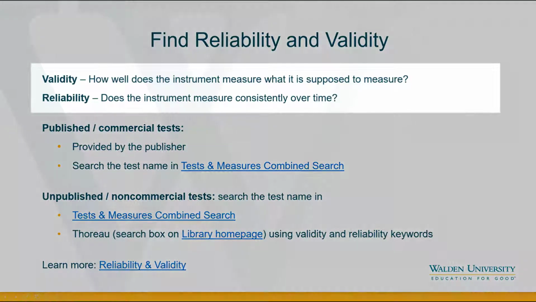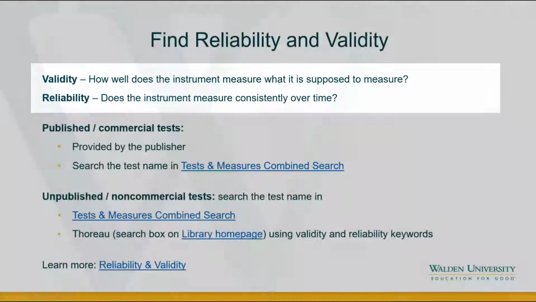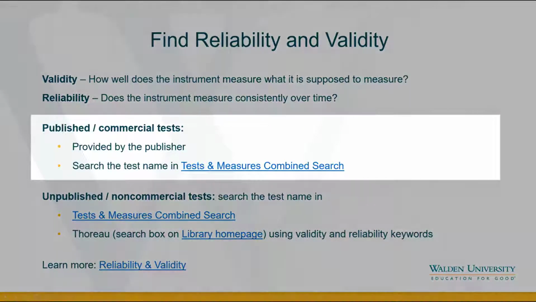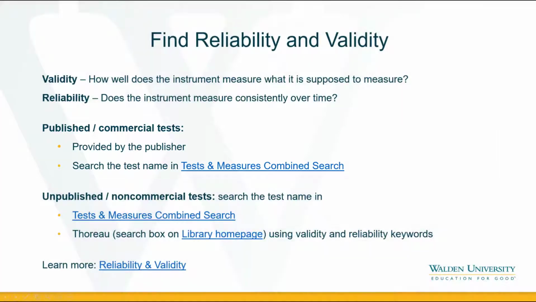Validity and reliability tell us how well an instrument measures what it's supposed to measure and how consistently it does this over time. For published tests, you can search the test name in the Tests and Measures Combined search to see if there is a test review in the Mental Measurements Yearbook or in the small collection of test records of published tests available in HAPI and PsycTests. And of course, this information will also be provided by the publisher when the test is purchased.